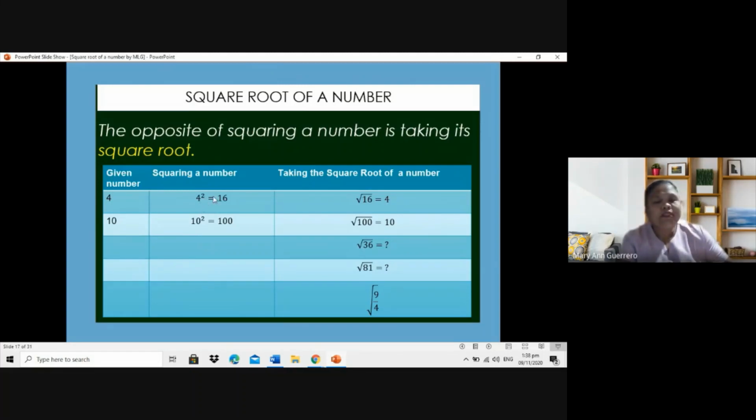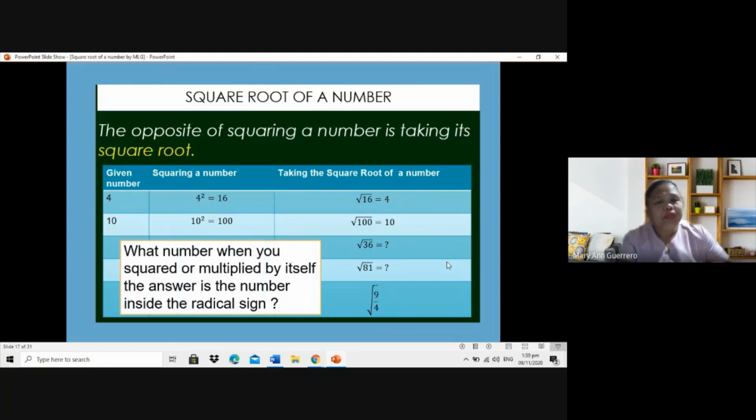For example, if 4 square is 16, then square root of 16 is 4. If 10 square is 100, then square root of 100 is 10. So what is the square root of 36? Correct, 6. Square root of 81. Correct, 9. Square root of 9/4. Okay, so take the square root of 9 and square root of 4. So that is 3/2. Again, to get the square root of a number, you think of a number. When you square, the answer is the number under the radical sign.